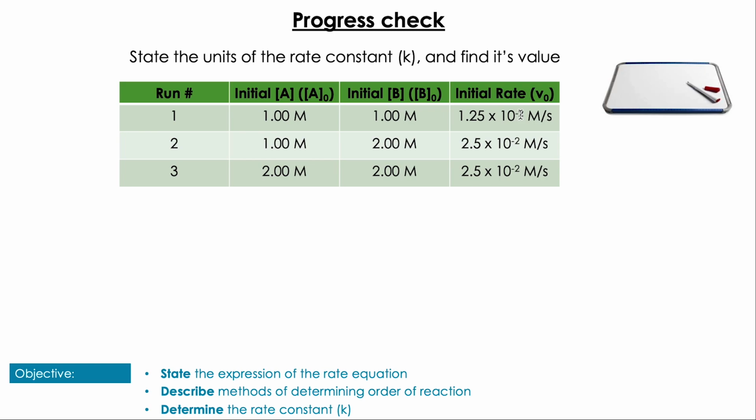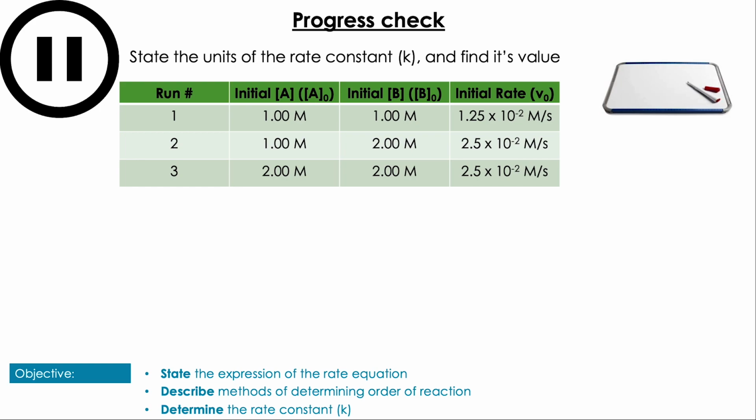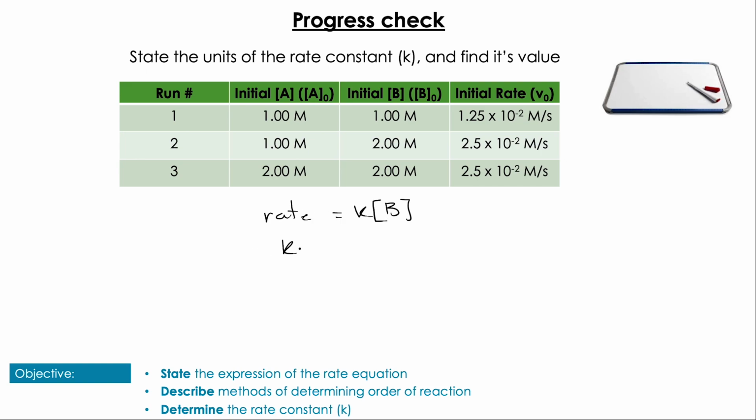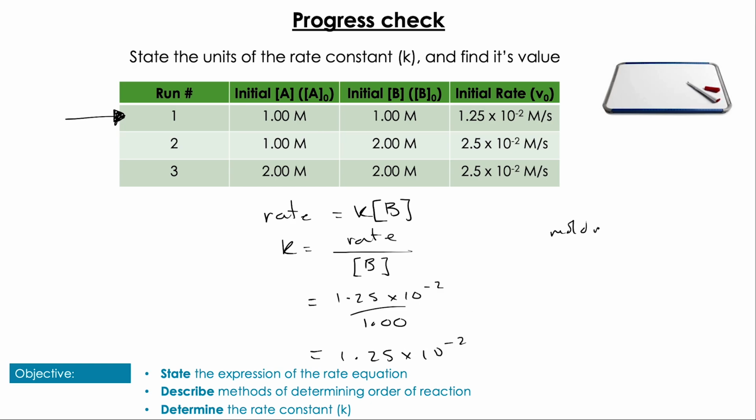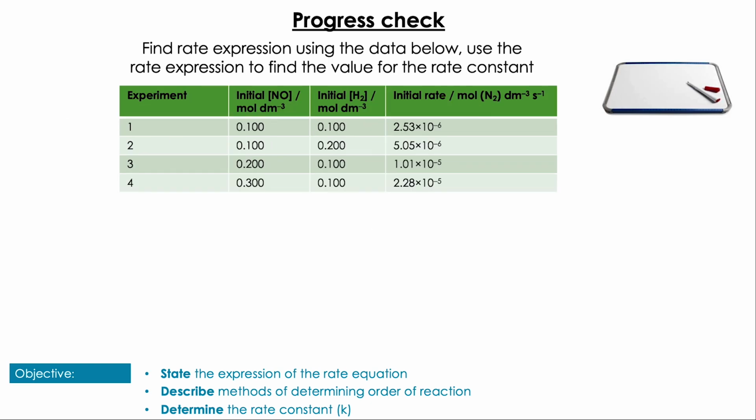So now we have that, state the units of k and find its value. Pause the video. Pop them up. So what we have to do is rearrange the rate equation to give us k, which is rate over the concentration of B. And then we can plug in the value from any run, but I'm just going to do it from the first one, which is 1.25 times 10 to the minus 2 divided by 1.00, which is of course 1.25 times 10 to the minus 2. For the units, we've got moles per decimeter cubed per second divided by moles per decimeter cubed, which leaves us with just seconds to the minus 1.